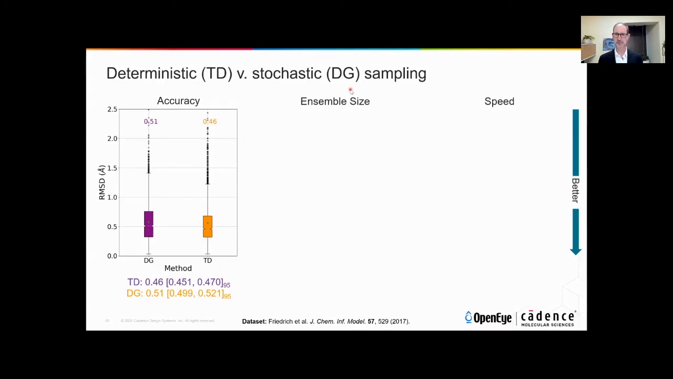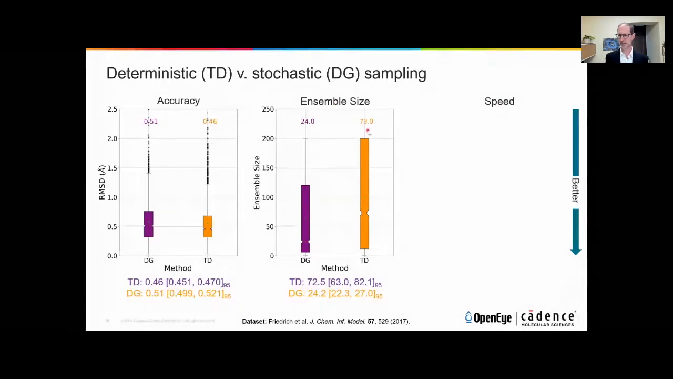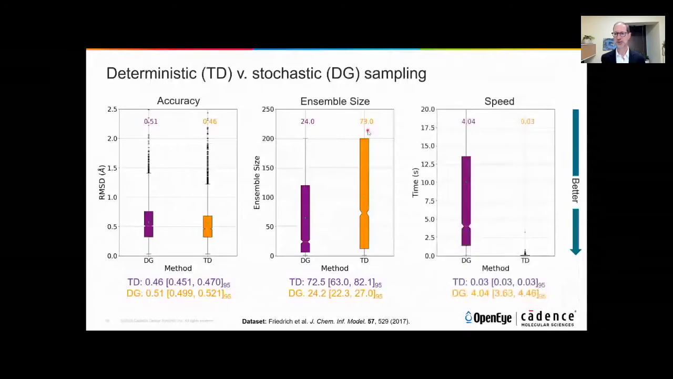So comparing torsion driving on the left, distance geometry on the right, these two approaches are almost equivalent in accuracy. The stochastic approach, distance geometry, produces a rather smaller number of conformers than torsion driving. But as I mentioned, torsion driving approaches can be much faster for this particular data set. The times here are down at about 30 milliseconds at the median, whereas the distance geometry approach is about 100 times, about 2 orders of magnitude, slower. So depending on your particular requirements, one or other method here may be better for your particular project, your particular problem.